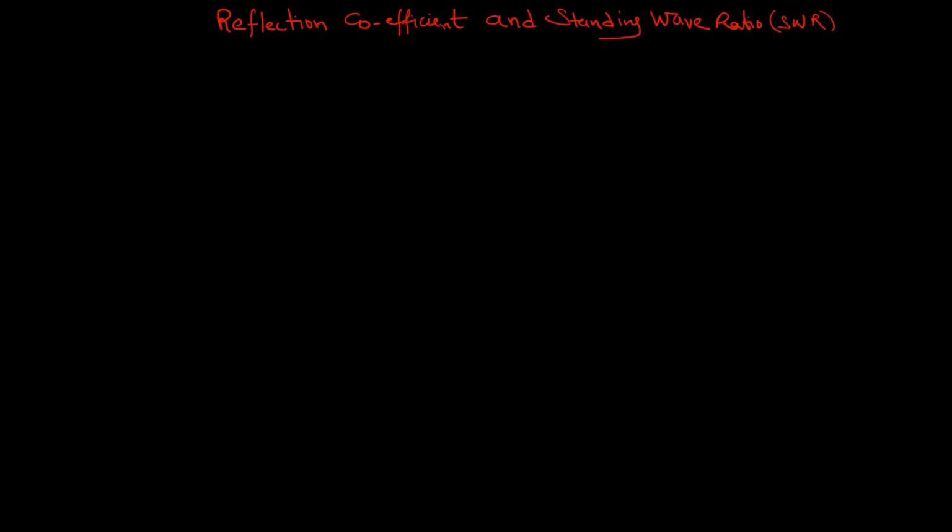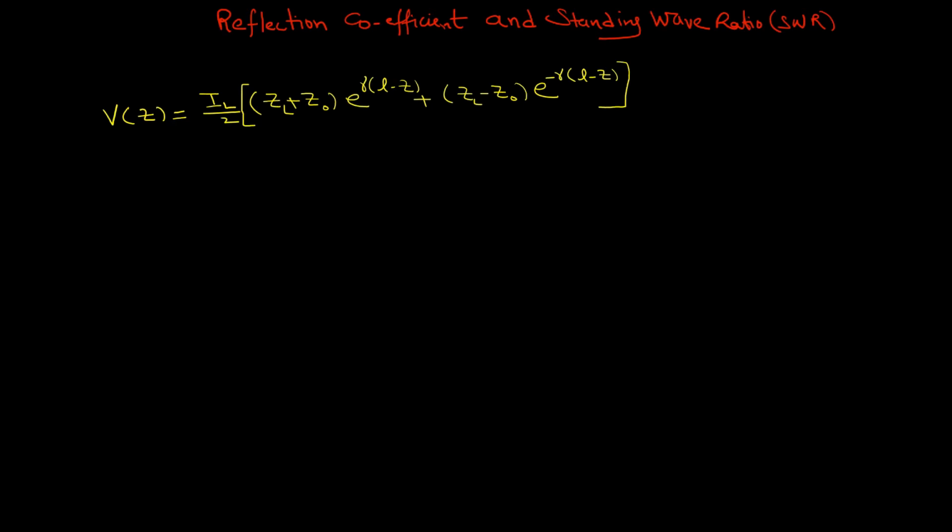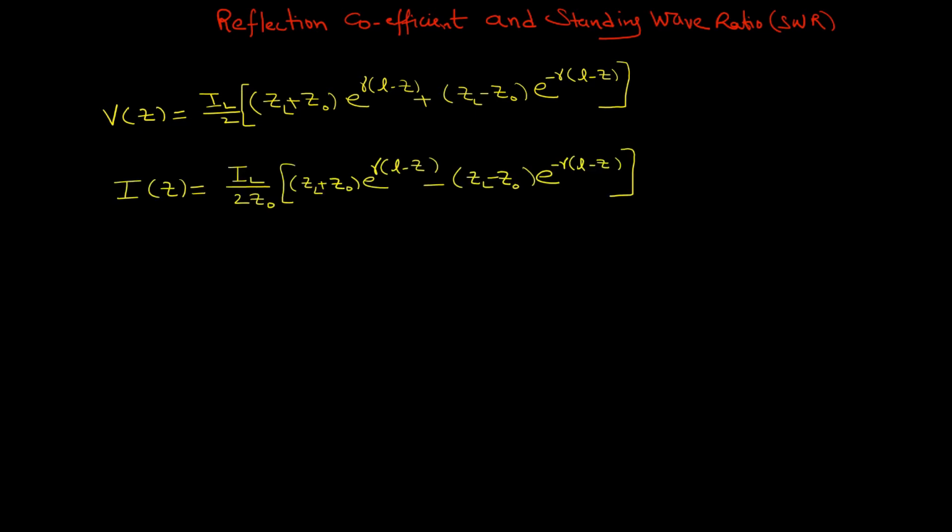So the next topic is the reflection coefficient and standing wave ratio for a transmission line. We have already discussed and derived this relation, V(z) is equal to I_L divided by 2 times (Z_L plus Z_0) e^(γ(L−z)) plus (Z_L minus Z_0) e^(−γ(L−z)), for a finite transmission line. You can see my previous video, the link is in the description, for this derivation, and the derivation for the current is this one.